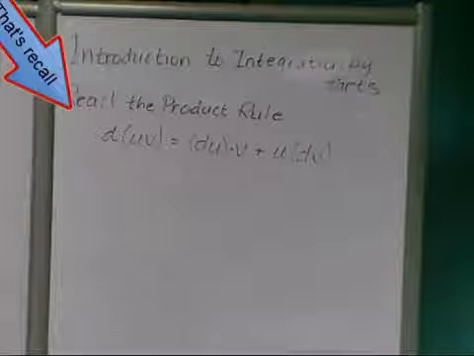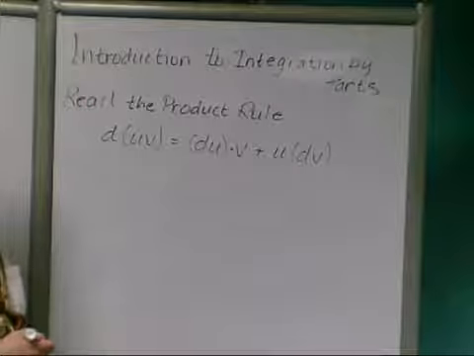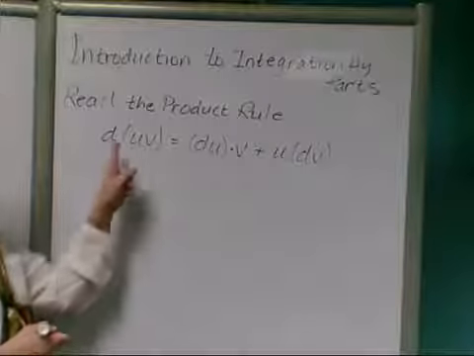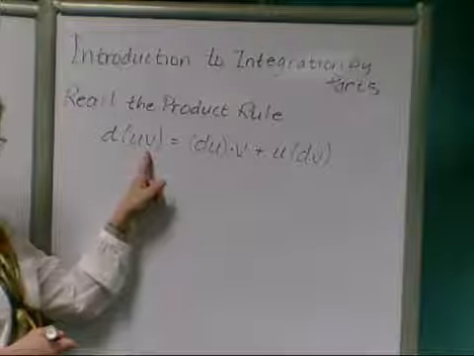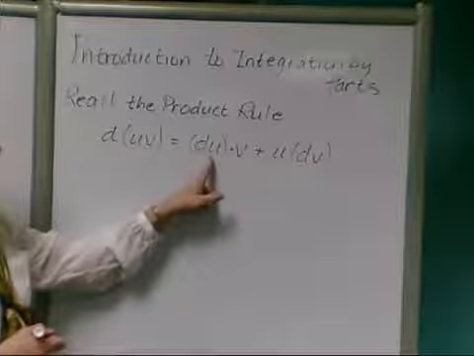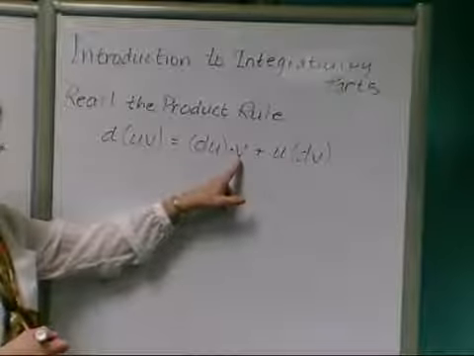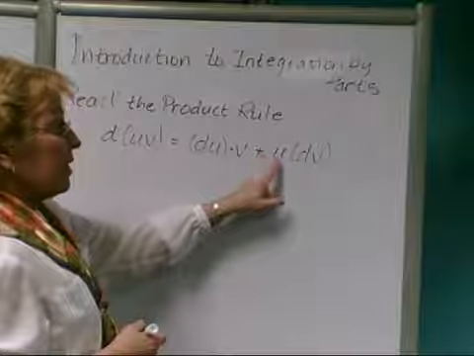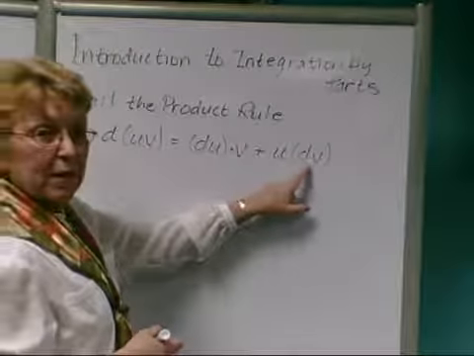We're going to start integration by parts by recalling the product rule. The product rule says if you want to take the derivative of the product of two distinct functions, you do it by taking the derivative of the first function, then multiplying that by the second function untouched, adding the first function untouched times the derivative of the second function.